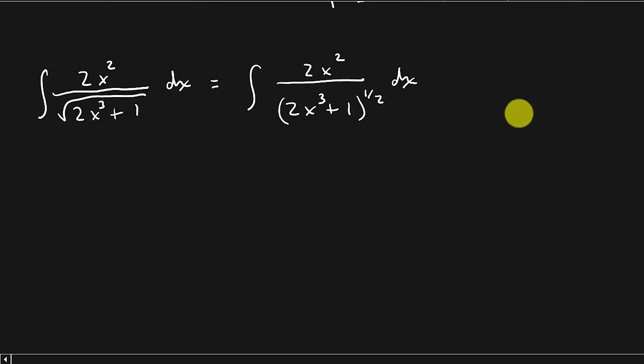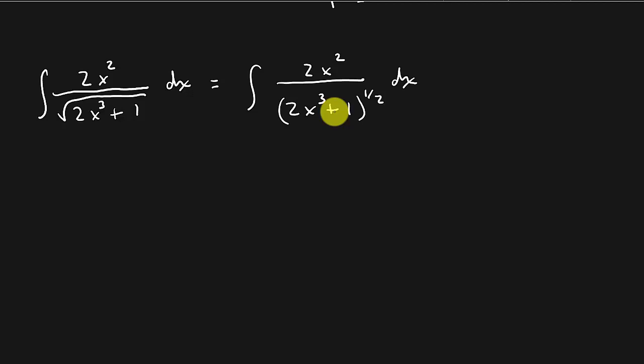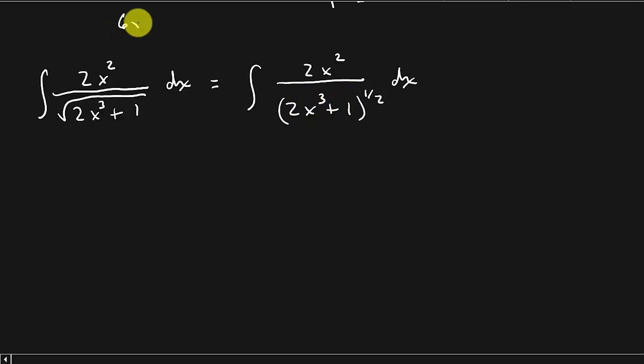All right. Now, let's look at this. Let's take the derivative of what's inside the parentheses. Remember, isn't that what we've been doing throughout the whole video? Let u equal what's inside the parentheses. And then we take the derivative of that. Well, what's the derivative of 2x cubed plus 1? That would be 6x squared. That doesn't match this, does it? You see that?